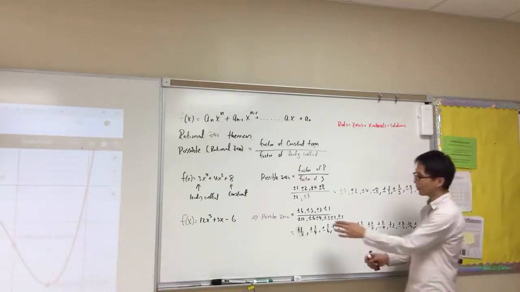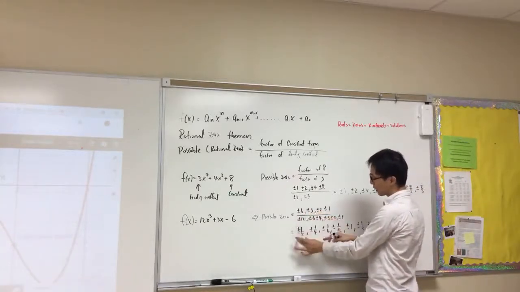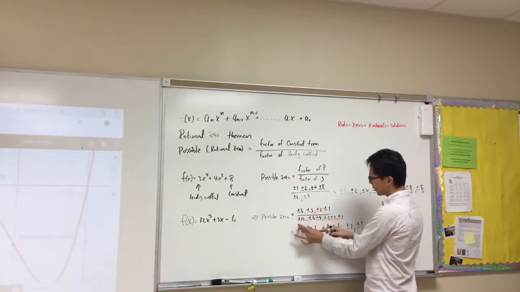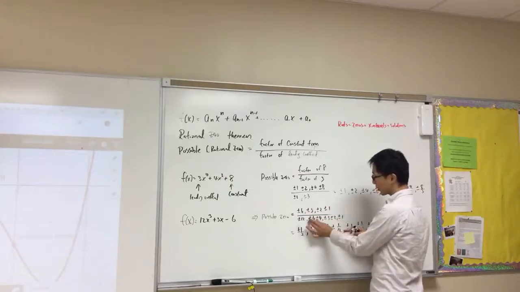Okay, so let's start with the first term. I just take this divided by 12, so it's 1 half. 3 over 12 is 1/4. 2 over 12 is 1/6. 1 over 12 is 1 over 12. And then go to the second term.